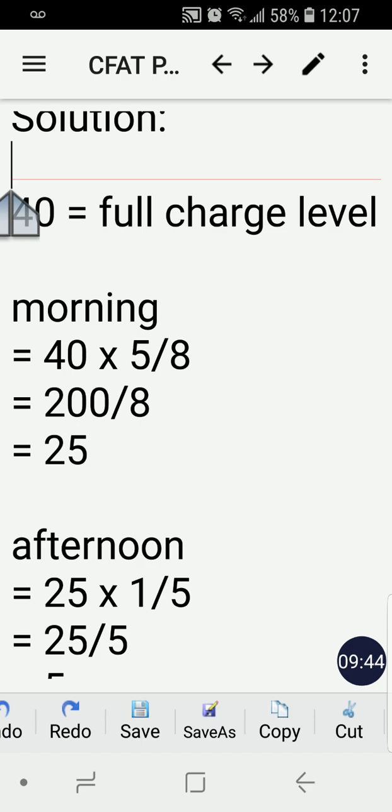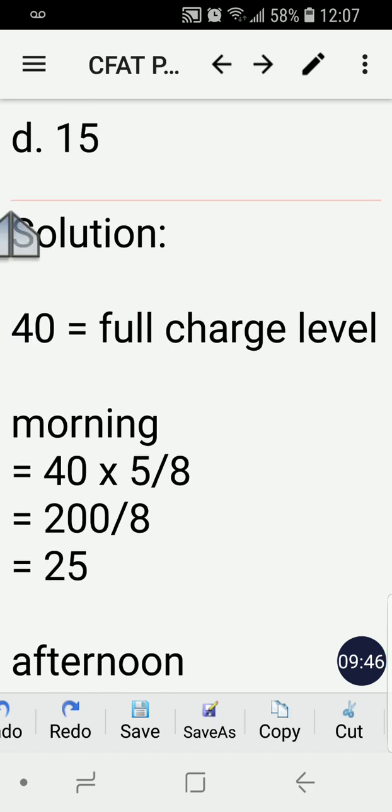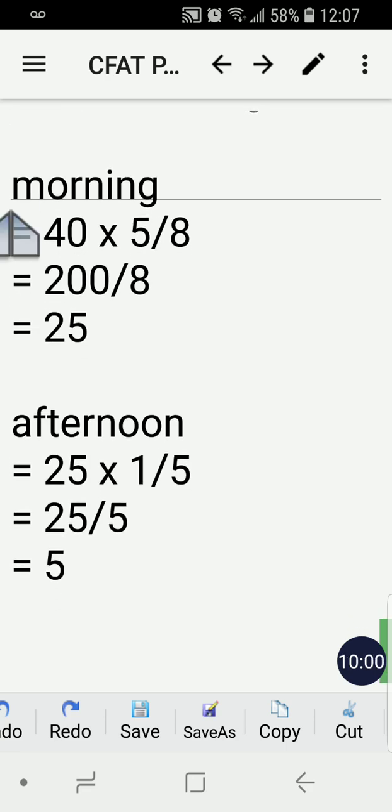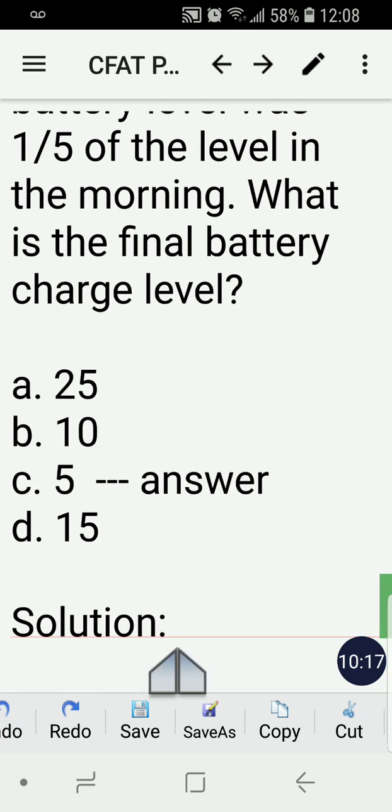So we get 40 times 5/8. We get 200 divided by 8 is equal to 25. So that's the charge level in the morning. Then now we solve for the charge level in the afternoon. We get 25, which is the level in the morning, times 1/5 as we are given. So 25 divided by 5 is equal to 5. So letter C.